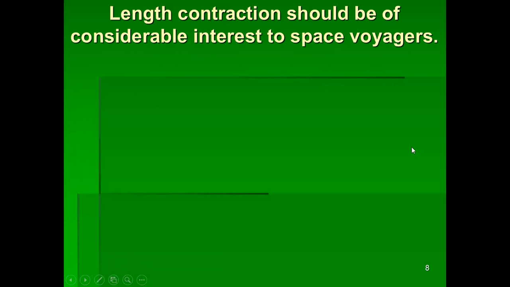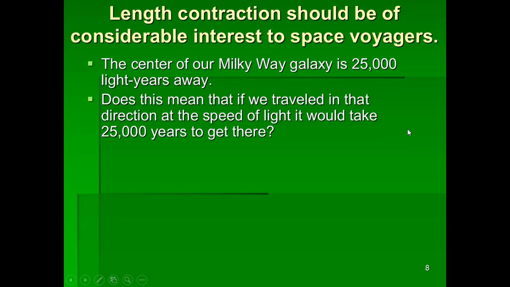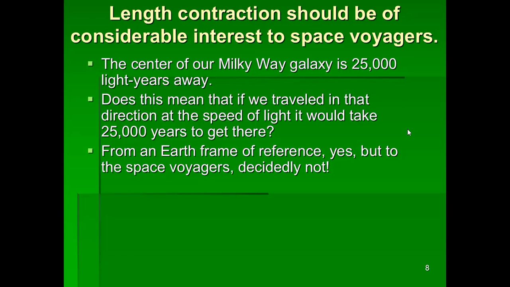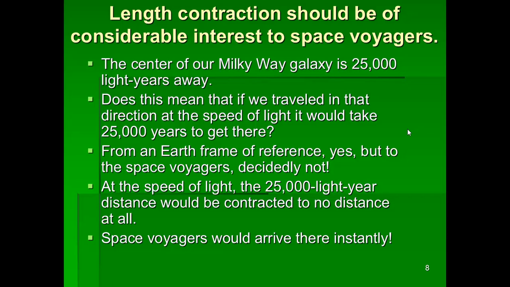So why should this be of real interest to people doing space voyages? Well, let's think it through. The center of our galaxy is maybe 25,000 light years away. Now, does that mean if we travel in that direction at the speed of light, it would take 25,000 years to get there? Well, actually no. From an Earth frame of reference, yes, but for the space voyagers, definitely not. For the space voyagers, at the speed of light, 25,000 light years distance would be contracted to no distance at all. Space voyagers would therefore arrive instantaneously.